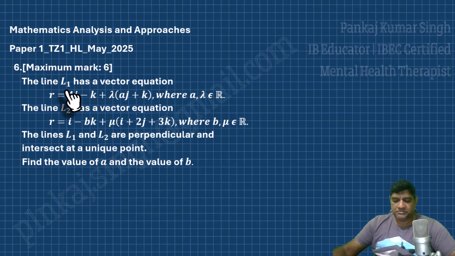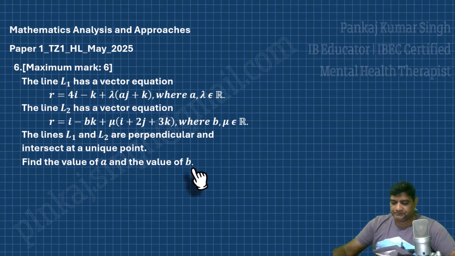He's talking about two lines here in vector form. The line L1 is passing through the point (4, -1, 0), and this is the direction vector. Line 2 is also passing through a particular point, and this is the direction vector. The direction vector for line 2 is (1, 2, 3). The two pieces of information given to us are that the two lines are perpendicular, and that they intersect at a particular point, and I'm supposed to find the values of a and b.